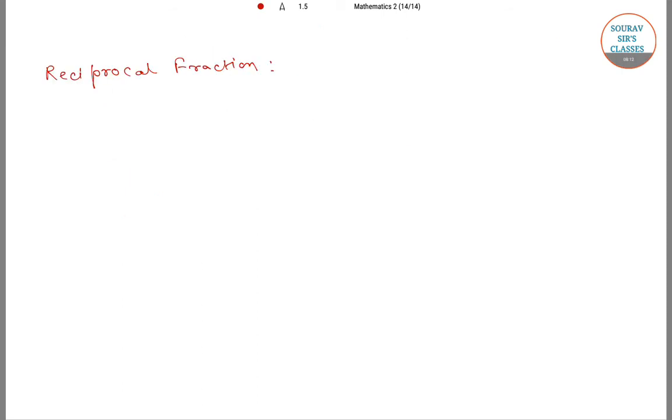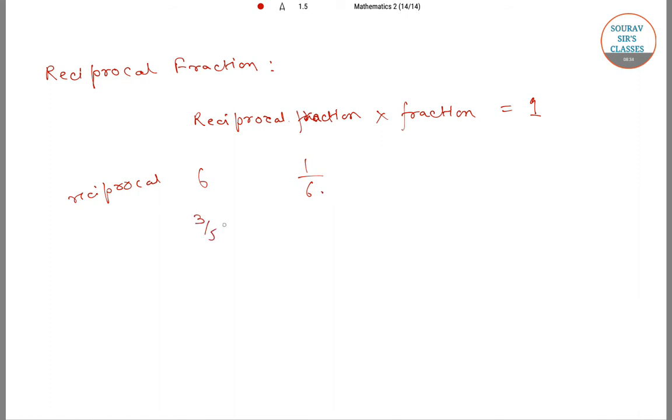Reciprocal fraction. Reciprocal fraction of a fraction is such that the product of reciprocal fraction and the fraction itself is 1. So reciprocal of 6 would be 1 by 6. Reciprocal of 3 by 5 would be 5 by 3.